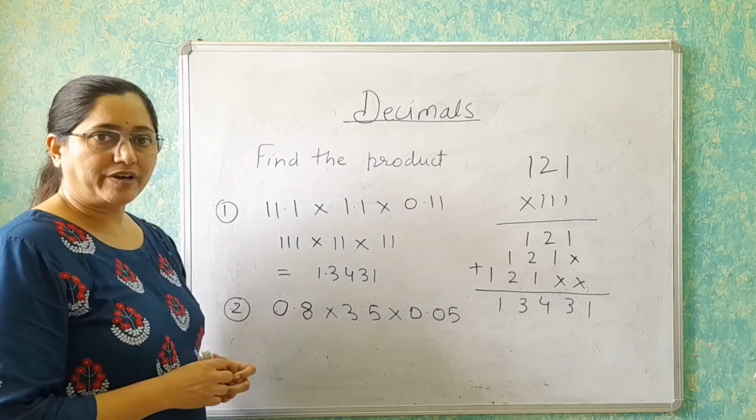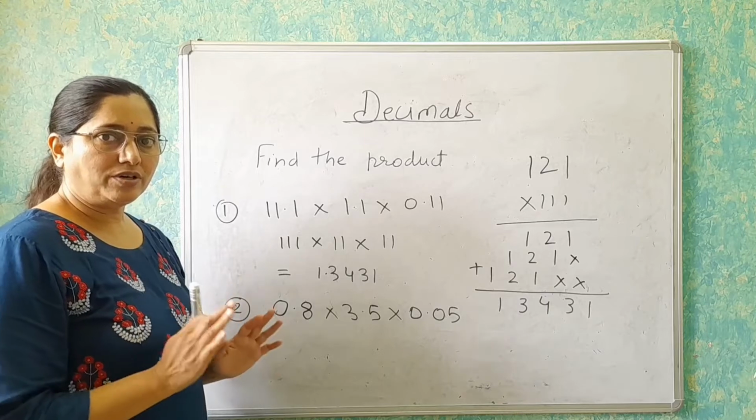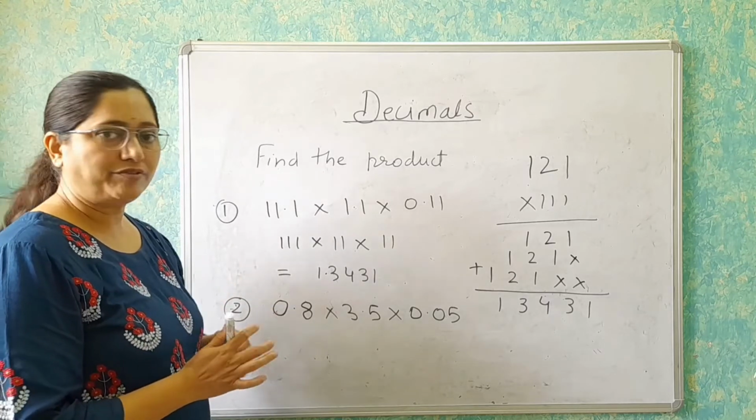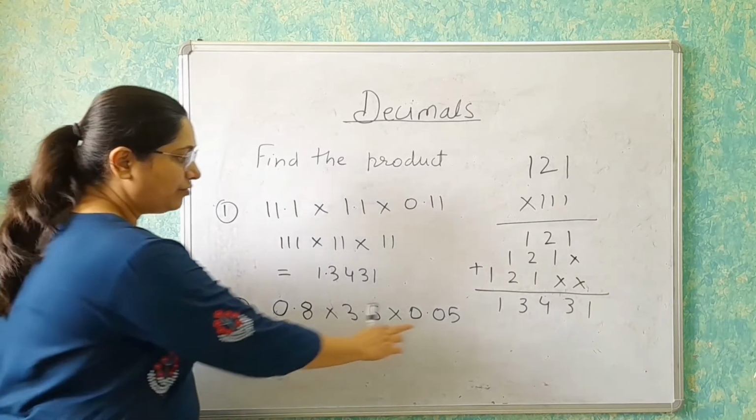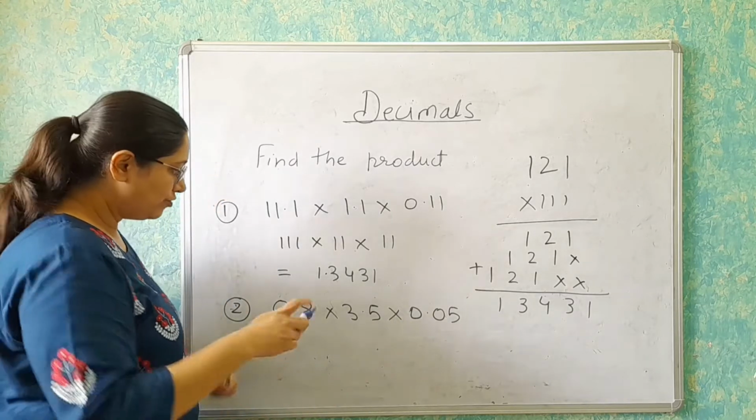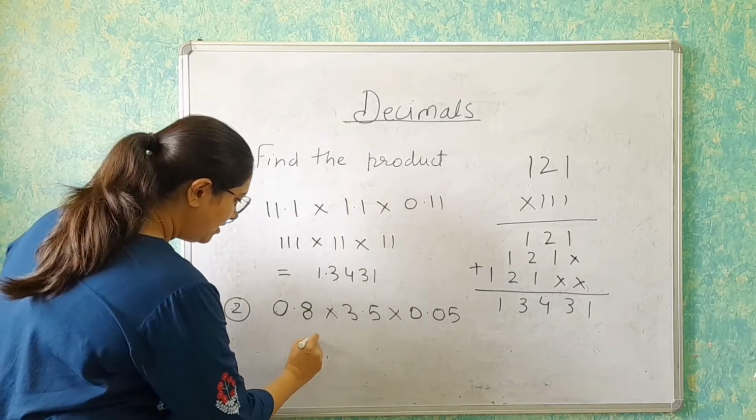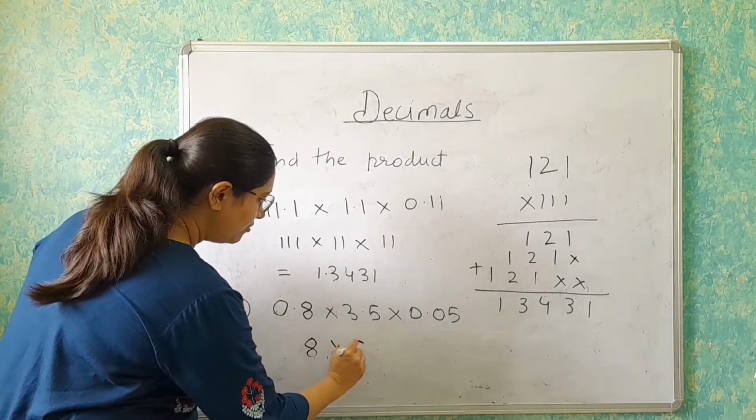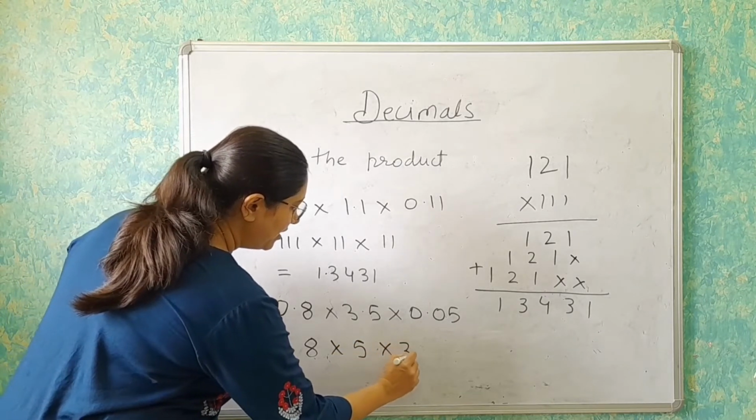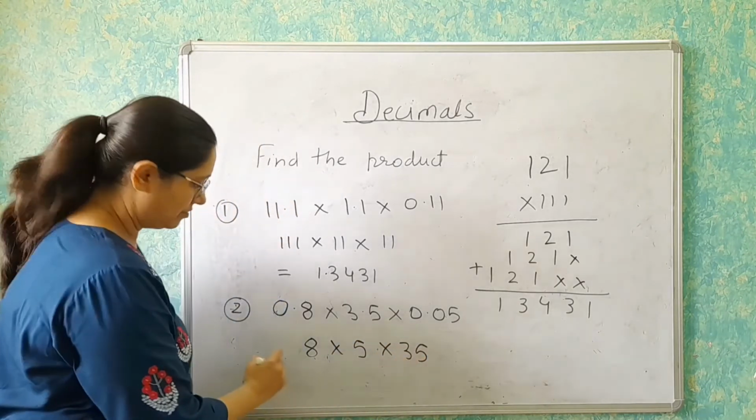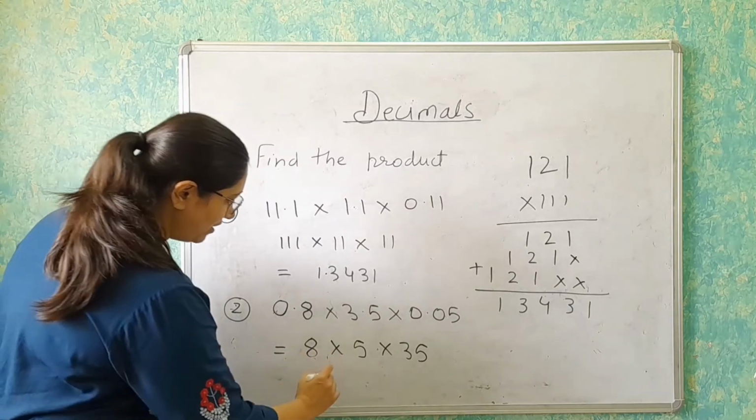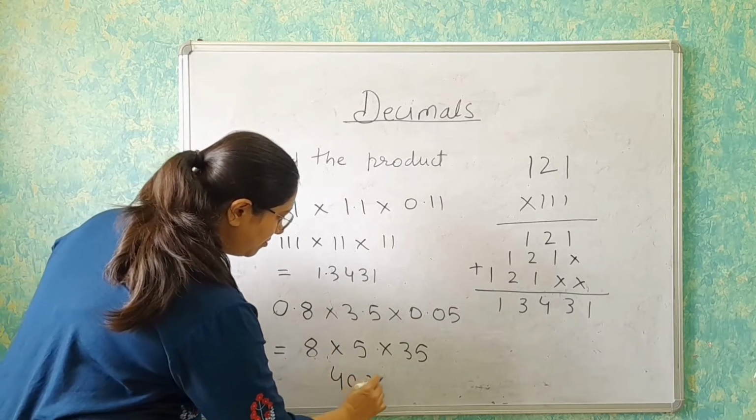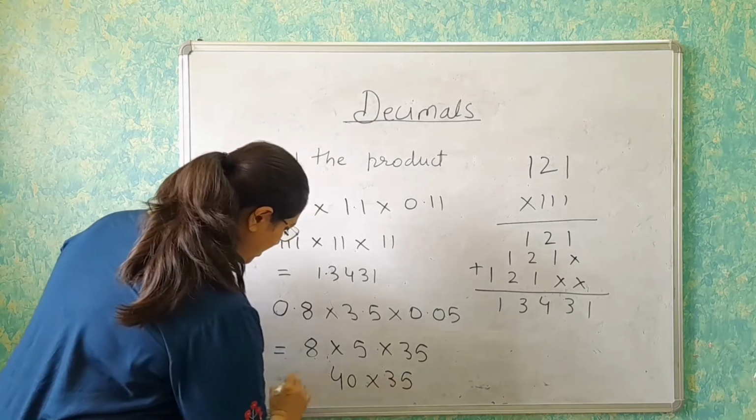In our next example, we have to multiply 0.8, 3.5 and 0.05. First we will try to find out, do we get any whole number by multiplying any two of them? We know that 8 5s are 40. So first we will multiply 8 with 5 and then we will multiply it with 35. 8 5s are 40 multiplied by 35.